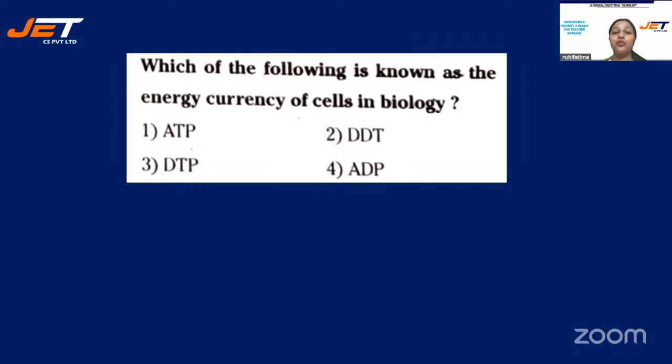Next question. Which of the following is known as the energy currency of cells in biology? And your options are number 1, ATP, option number 2, DDT, option number 3, DTP, or is it option number 4, ADP? Which of the following is known as energy currency of cells in biology?